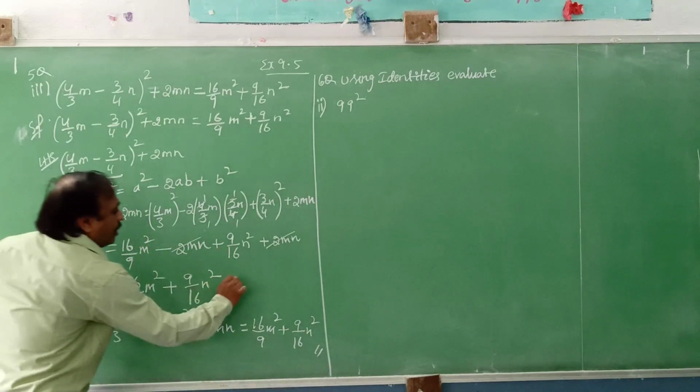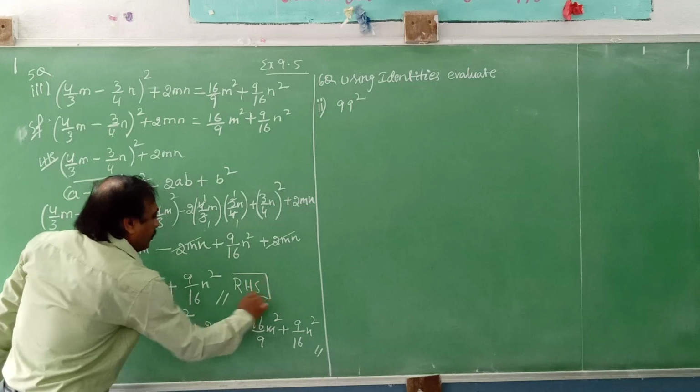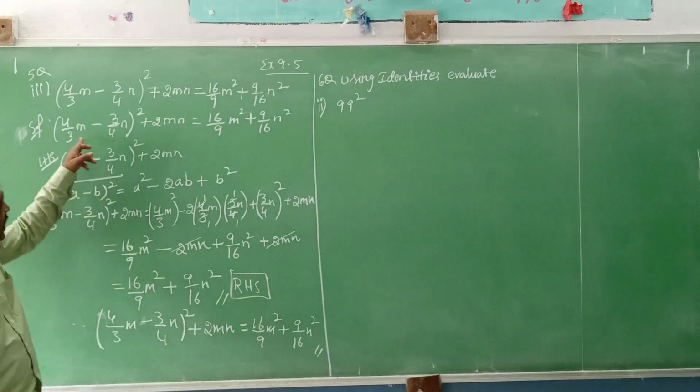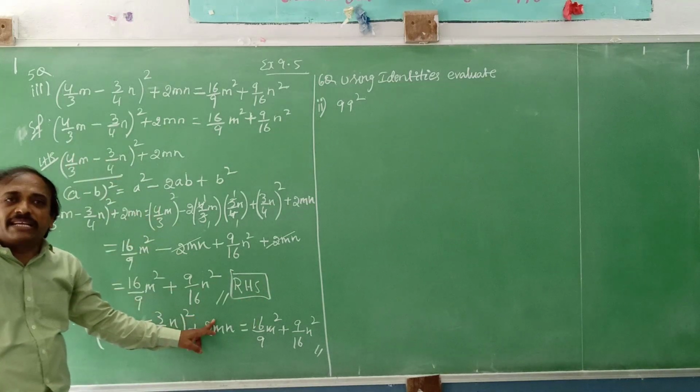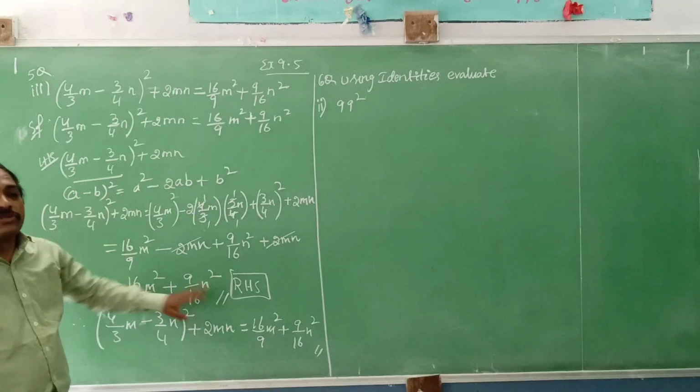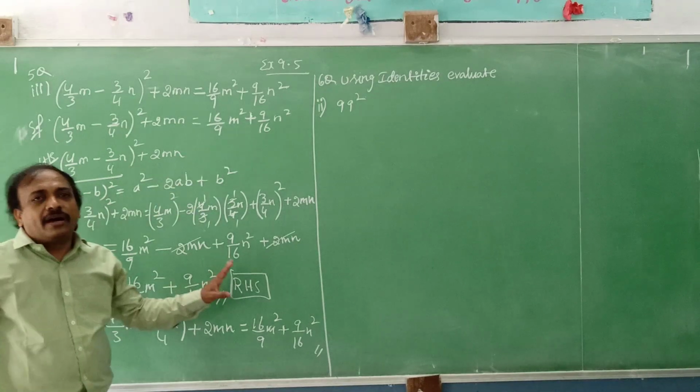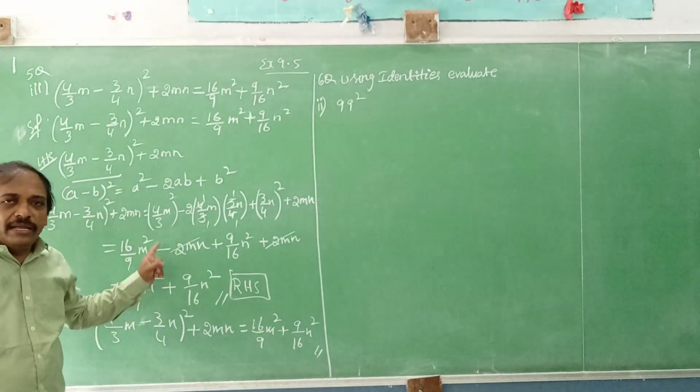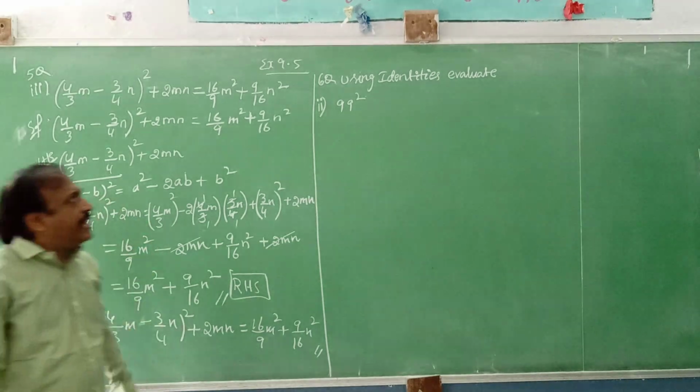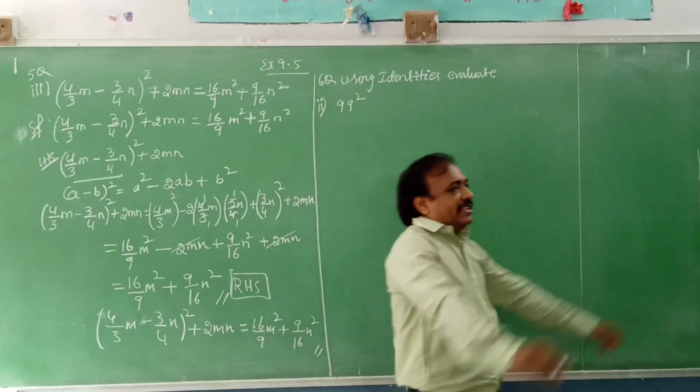This is the RHS part. Why did I write RHS? When you simplify the LHS, you get the RHS part. Are they equal or not? So LHS is equal to RHS. Is it clear now? Everyone understood? Yes. Now we go to another question.